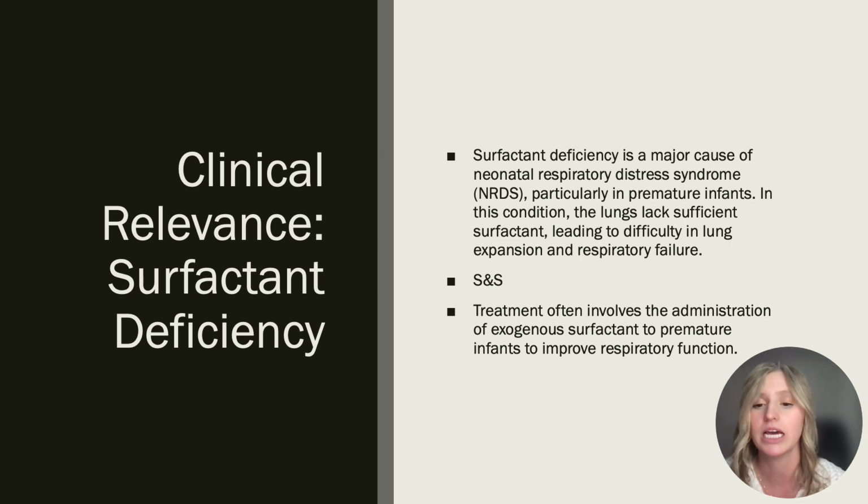Now, additionally, surfactant deficiency is also a concern in adults with acute respiratory distress syndrome, which can occur after trauma or severe infection, like pneumonia. Now, in acute respiratory distress syndrome, the surfactant dysfunction contributes to difficulty breathing and inadequate oxygenation.